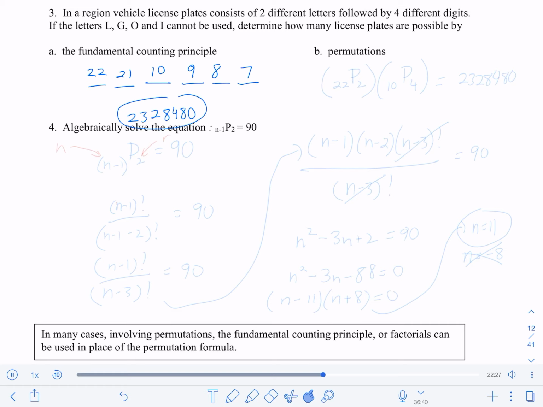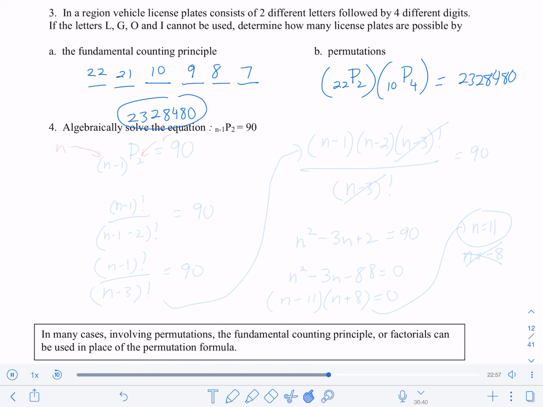And if we use permutations, then that's going to be a little bit different. It says we've got 22 things, and we're doing 2 of them, and we're going to multiply that by 10 things that we're taking 4 at a time. And I plug that into my calculator, and I get the same thing. Okay? So kind of neat that there's more than one way to do this using this new notation.